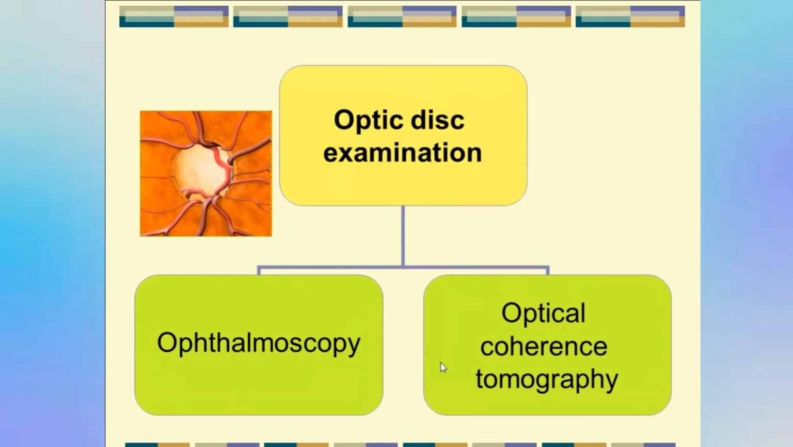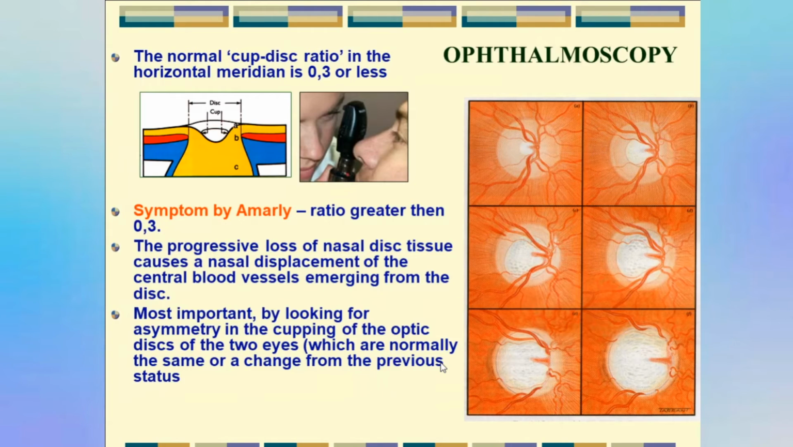Okay, and in a case of glaucoma, in a case of suspicion of glaucoma, we should examine the optic nerve. The optic nerve we can examine by ophthalmoscopy. It's a rather old method, but still effective, and we can make an examination of the optic nerve using optical coherence tomography. Those who were at practical classes, I think, know about this method. I have already mentioned that using ophthalmoscopy we estimate the cup disc ratio in the horizontal and vertical meridian, and it must be 0.3 or less.